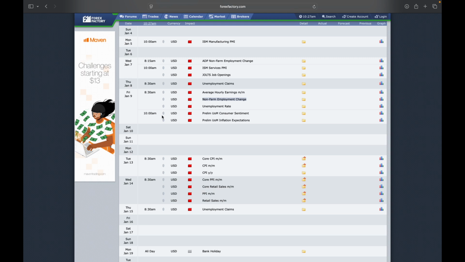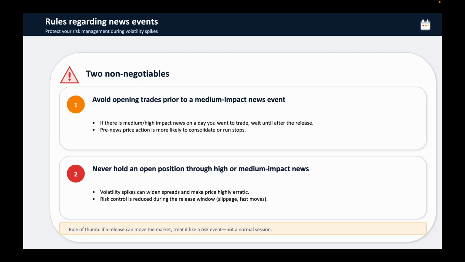So what are some rules that you should follow during these news events? So you should definitely avoid opening trades prior to any medium or high impact news event. So you should definitely wait until after the release to try and take a trade, because before this news, price is much more likely to be choppy, consolidate, and run stops. And then after the news, it's much more likely to go to its intended direction towards a valid draw on liquidity.